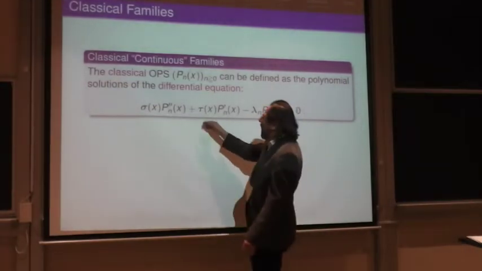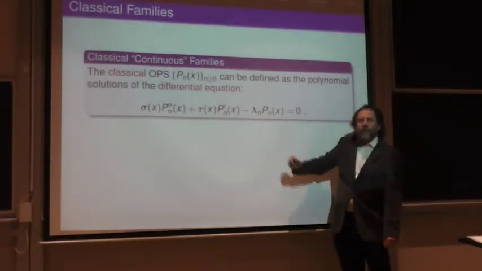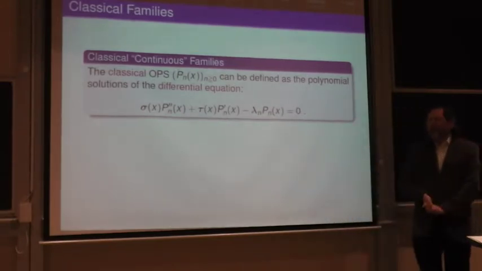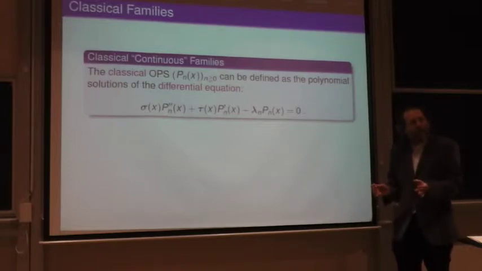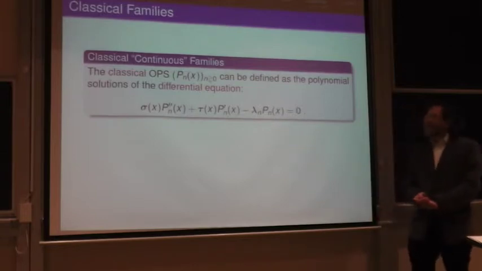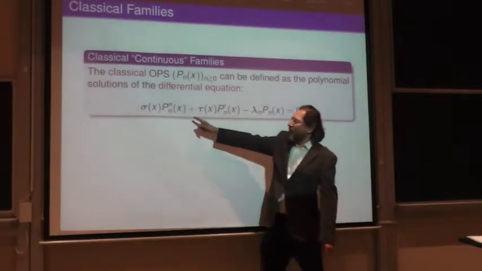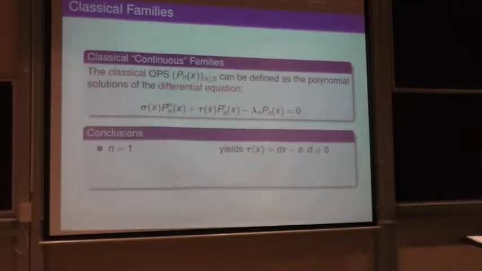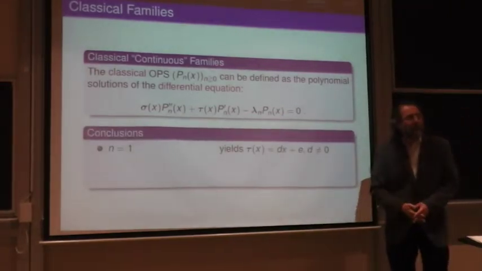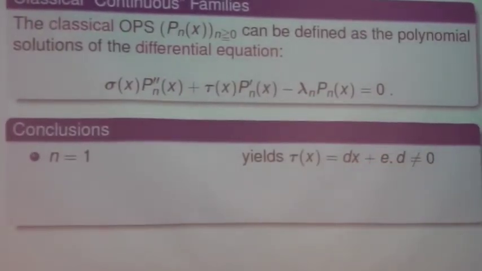For the moment, sigma, tau are completely arbitrary functions. Lambda is only depending on n. So that's what we assume. Completely arbitrary. But now, since Pn must be exactly a polynomial of degree n, we can look at this in more detail. We look at n equal 1. What happens? If n is equal to 1, then this is a polynomial of degree 1, this is a constant, and this is 0. Therefore, you can conclude tau must be a polynomial of degree 1. Very easy. So we write tau is d times x plus e, d and e are some numbers.